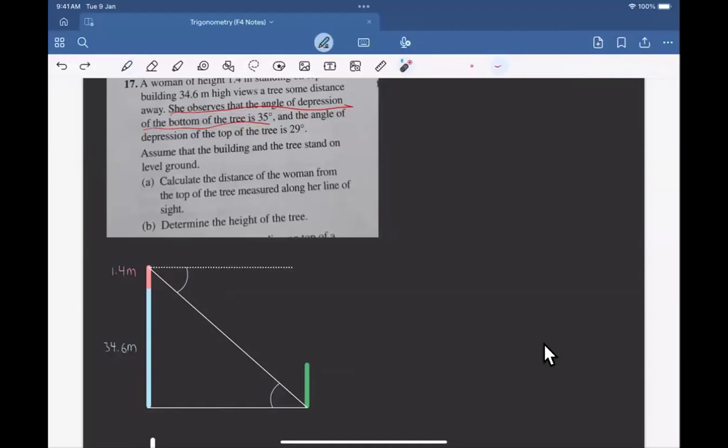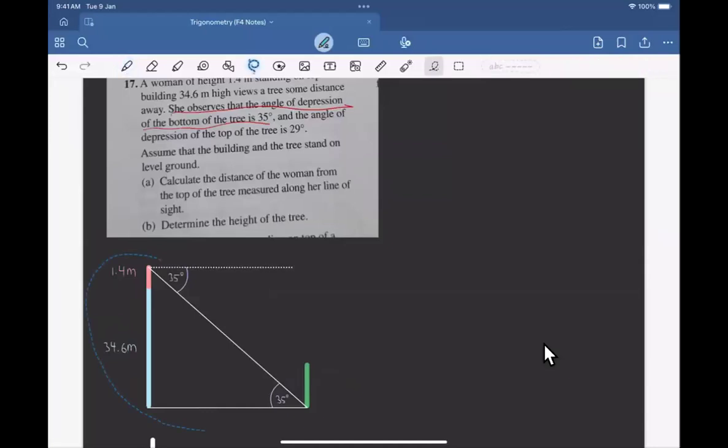So the bottom of the tree. That means the woman was looking at the bottom of the tree. You understand? Yeah, I understand. And so this angle of depression here, they say was 35. So that will make this 35 degrees. So that's the first diagram.